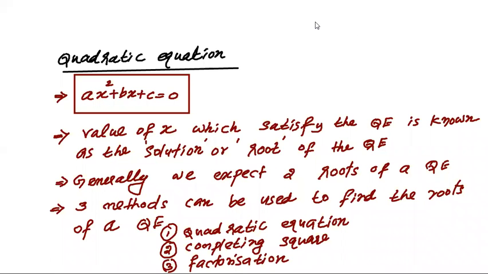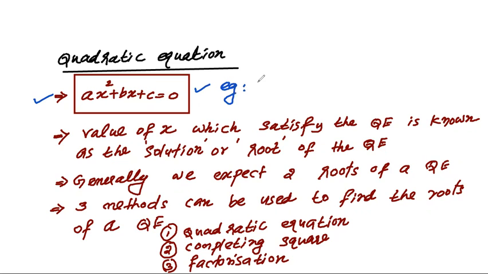Hi, today I'm going to discuss the chapter on quadratic equations. What is a quadratic equation? A quadratic equation can be expressed in the form ax² + bx + c = 0, where a is the coefficient of x², b is the coefficient of x, and c is the constant term. That is the definition of a quadratic equation.